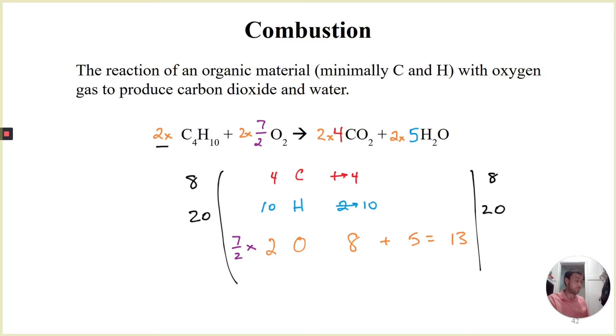For our oxygen, 2 times 7 halves. The 2's cancel, and I would get a 7. And then I would get, now we got to do math again, 8 times 2, 16, plus 10, 26. I really did the math horribly there, didn't I? Sometimes things go wrong. The idea behind this worked. I just used the wrong number to begin with.